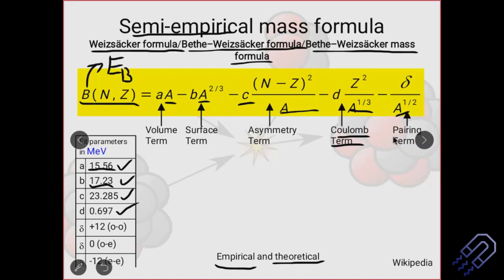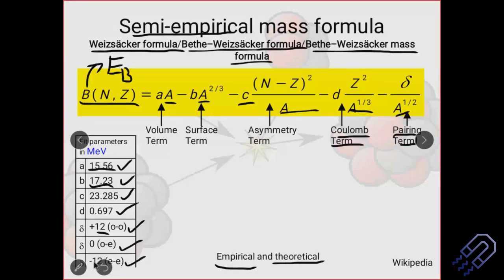And then we have got the pairing term. So the pairing term depends on what kind of nuclei you are considering. Suppose there are an odd number of protons and an odd number of neutrons, the value would be 12. Suppose there are an odd number of protons and an even number of neutrons, or an odd number of neutrons and an even number of protons, the value would be 0. And then if there are even protons and even neutrons, the value would be minus 12.